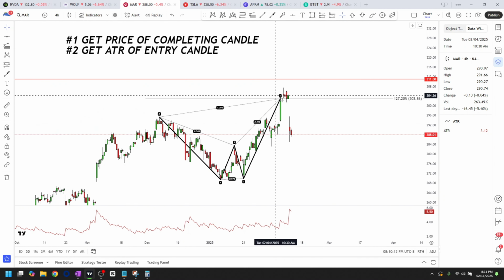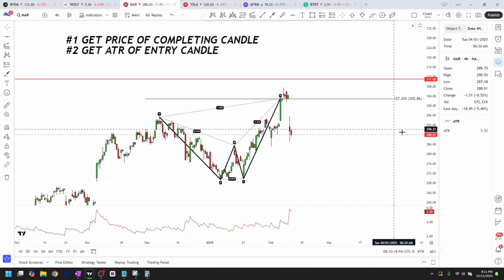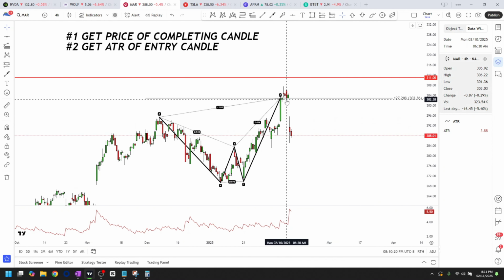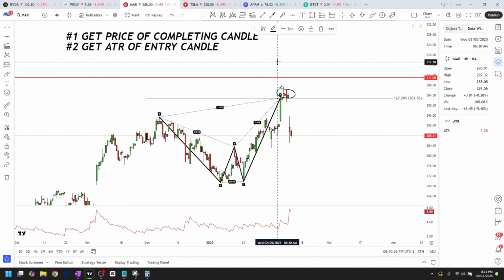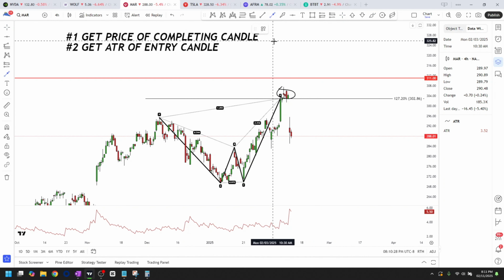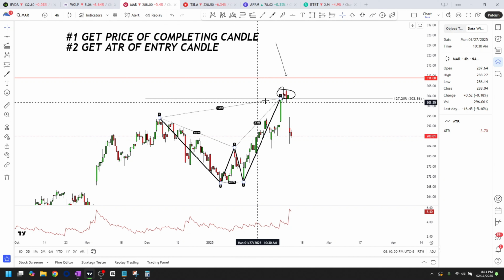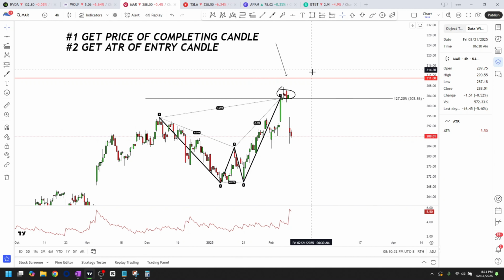So normally you can just take the ATR where that candle is, from the wick of that candle. But in this case, that would have been too tight, sadly. This one would have needed more room to breathe. Like I said, you guys can play around with that.